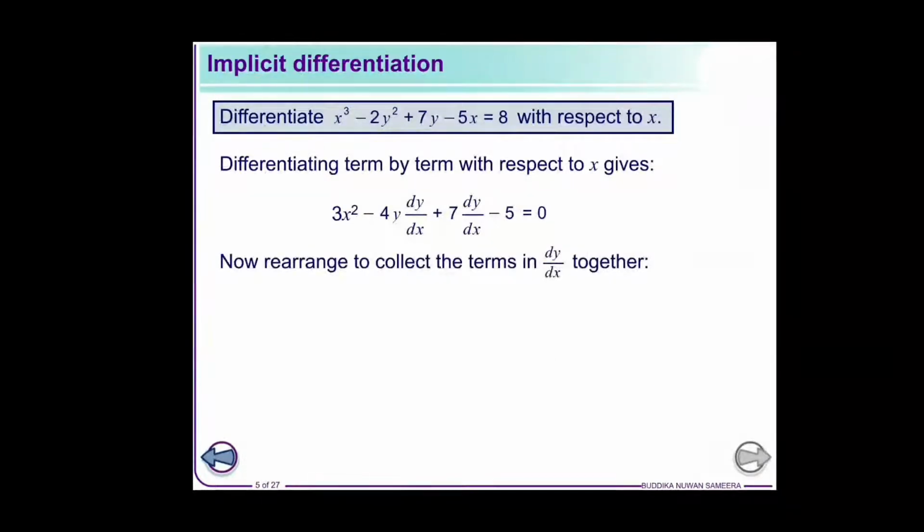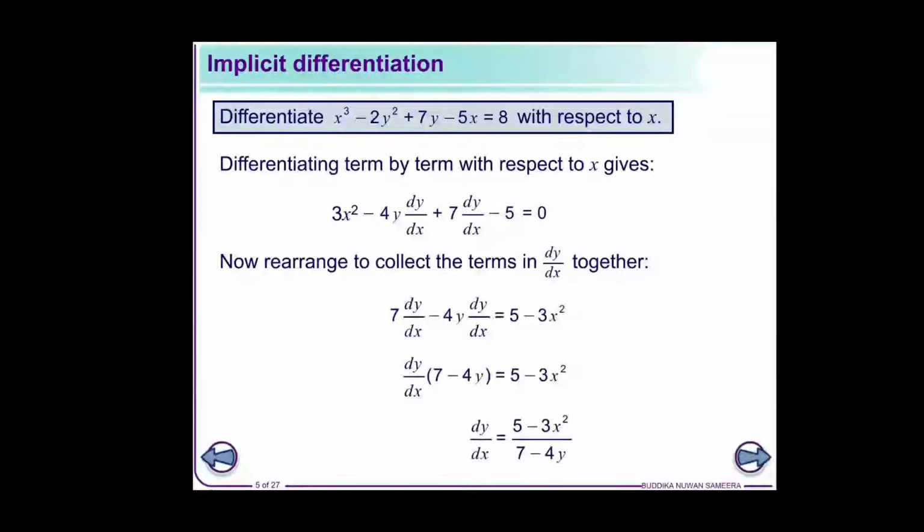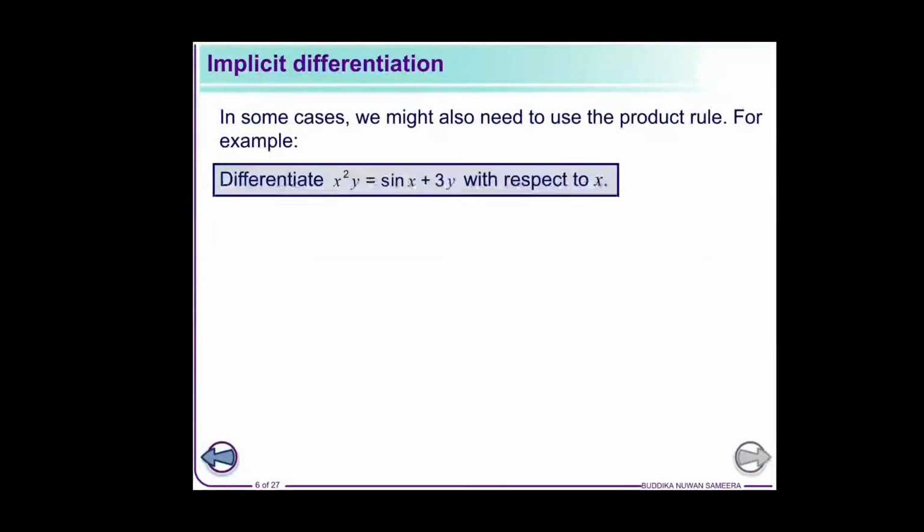So here you can make dy over dx the subject. The answer is 5 minus 3x square divided by 7 minus 4y. So here you can see, when you find dy over dx, you can see both x terms and y terms. Normally when we differentiated earlier, it came as only a function of x, but here x terms and y terms both are there.